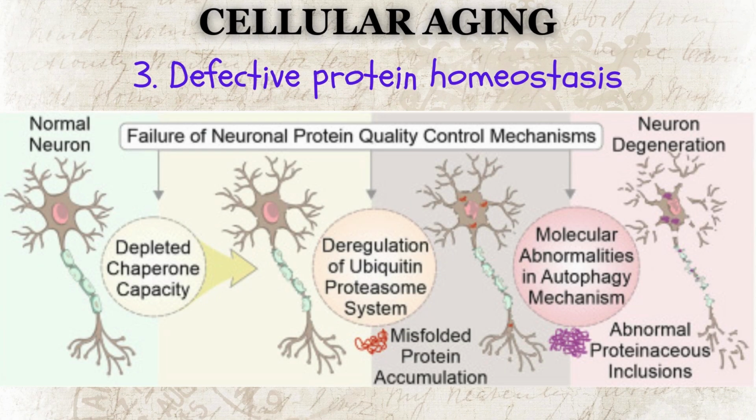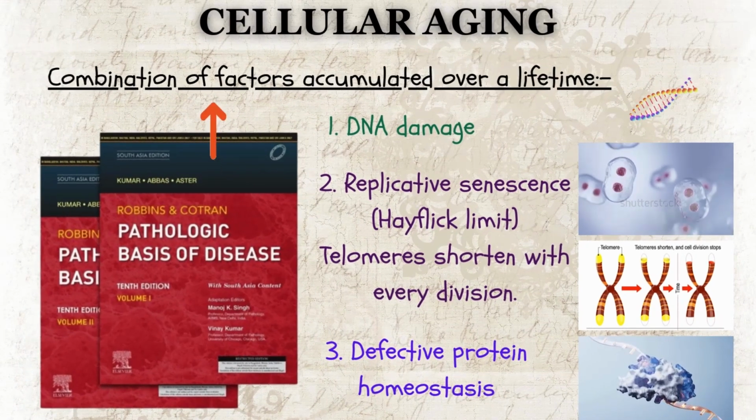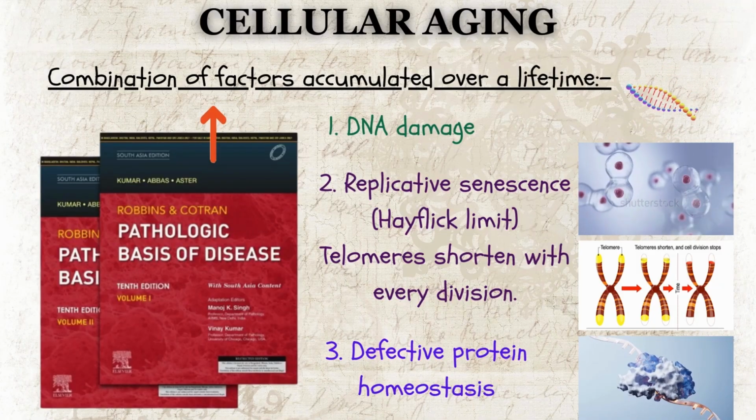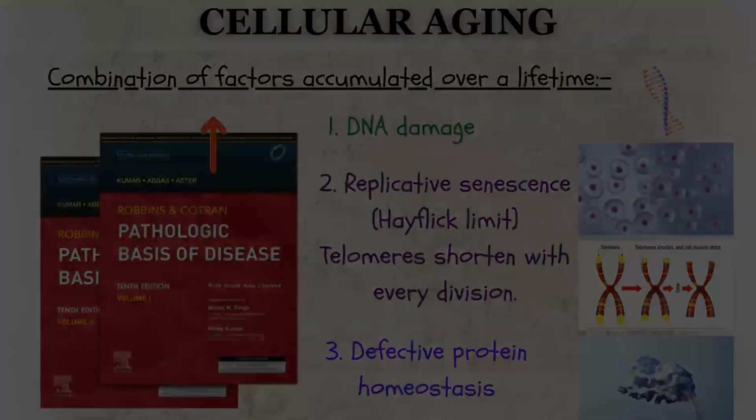Defective protein homeostasis. The quality control systems, that is chaperones and proteasomes, fail. Misfolded proteins pile up, gumming up the works. So, aging is a combination of accumulated damage, reduced repair, and the ticking clock of telomeres.